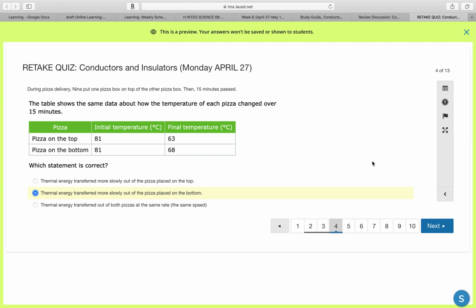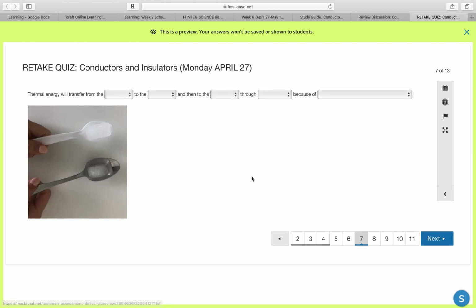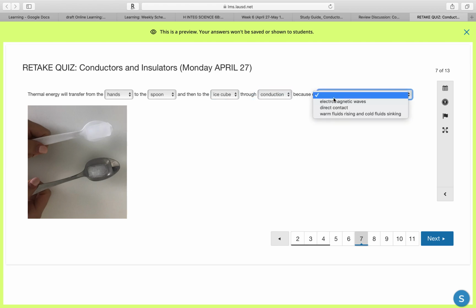All right, just 2 more. Number 7. Thermal energy will transfer from the, well, what's the hottest object? Not the ice, not the spoon, it's my hands. So thermal energy transfers from the hands to the, what is it touching? The spoon. And then the spoon is touching the ice cube. And if they're all touching, that's conduction, and that's because of direct contact.